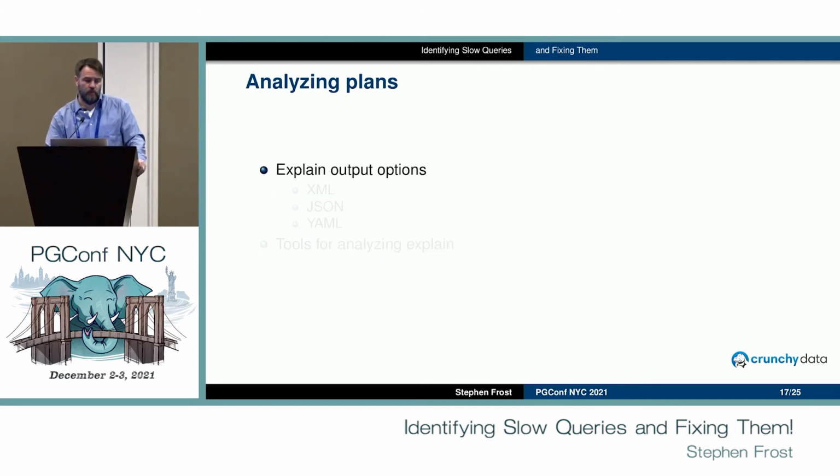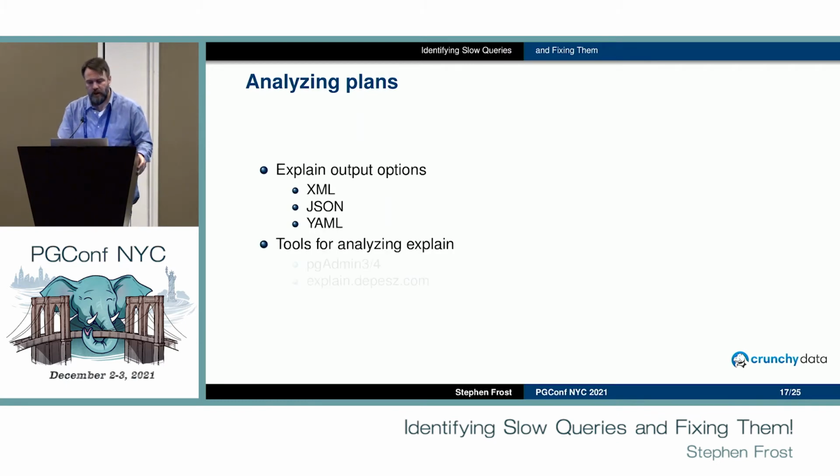There are a couple of different ways of analyzing plans. So explain output has some different options. You can get it as XML, JSON, and YAML. And there are a couple of different tools out there for analyzing explain. PGAdmin 3 and 4 have a pretty explain plan viewer. My favorite, however, is explain.tuples.com.